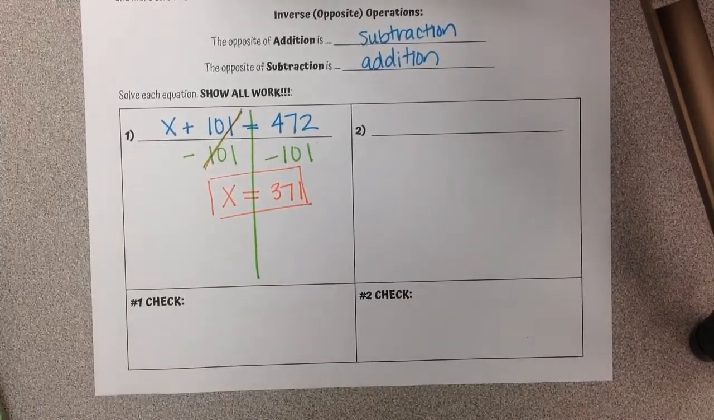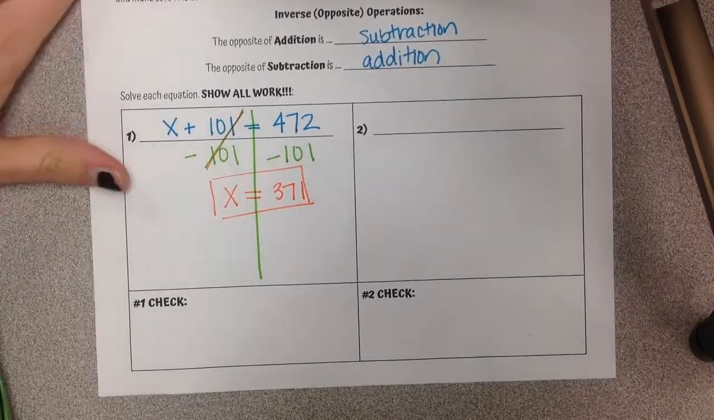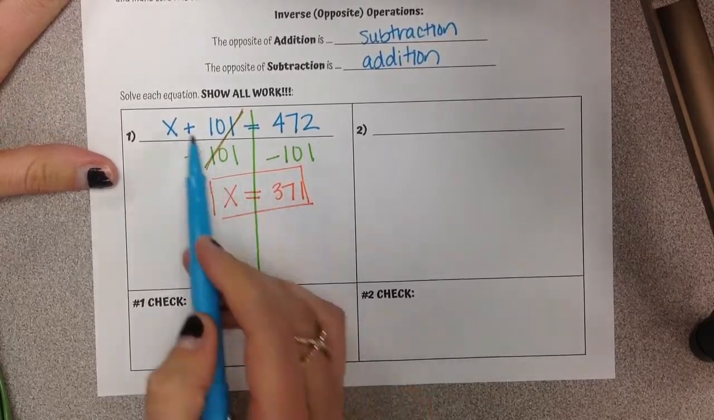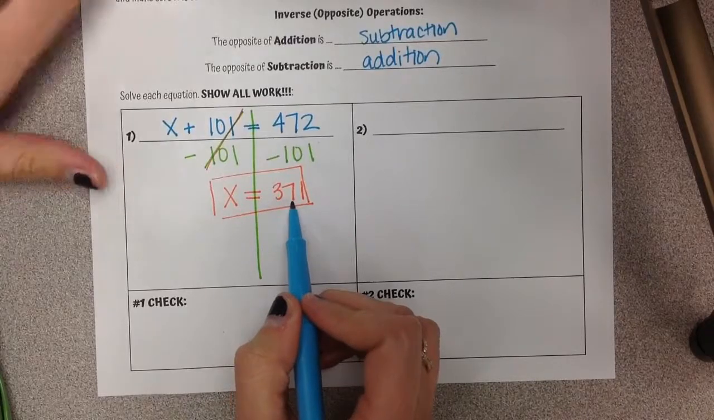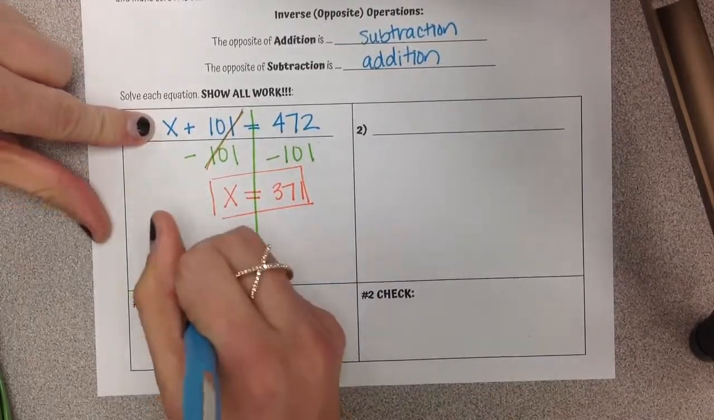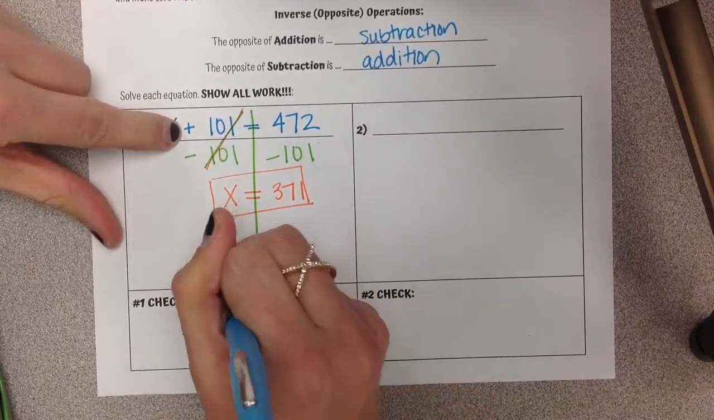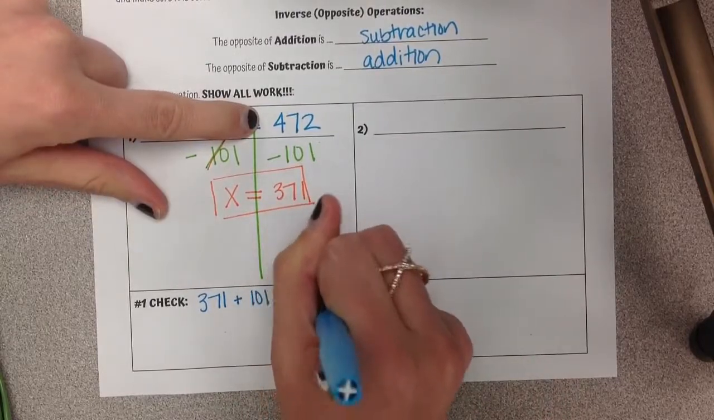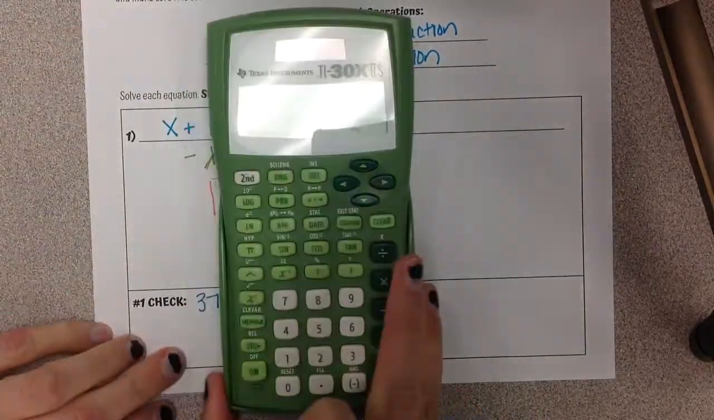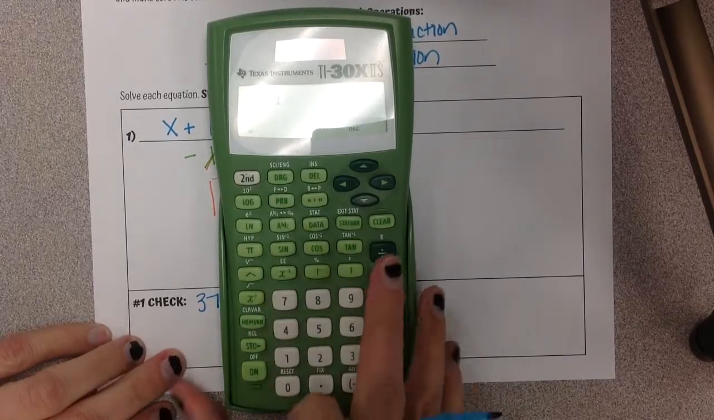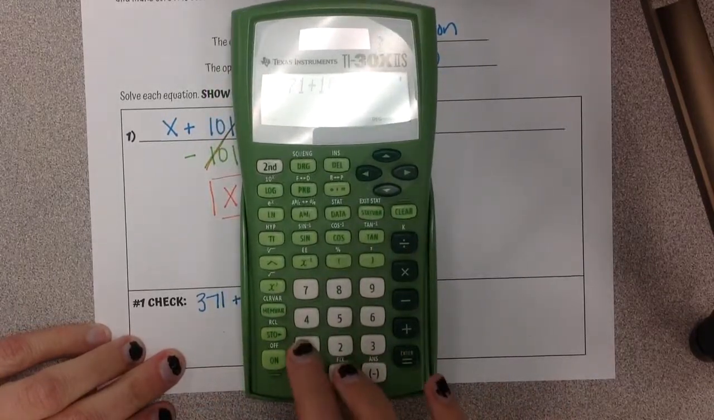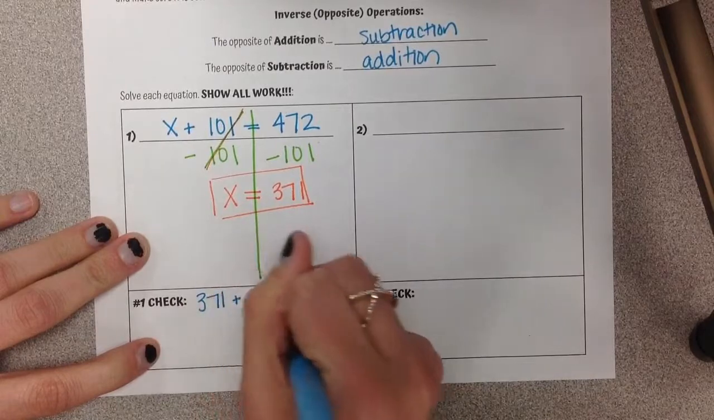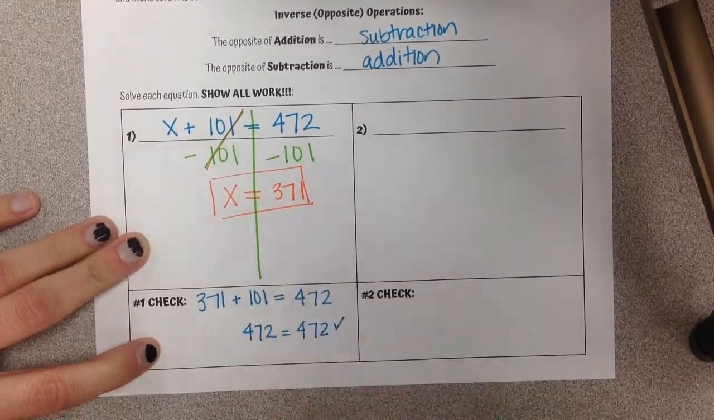The big thing that we want you to focus on, too, is checking your work. We're letting you use a calculator, so there's really no reason you can't check over your work and make sure that your answers are correct. What you're going to do is take your answer and plug it back in for x. So we have 371. We're going to plug it back in where x was. So 371 plus 101 equals 472. And then on my calculator, I'm going to plug that in: 371 plus 101. Does that give me 472? Yes. So I'm going to say 472 equals 472, and we're good there.